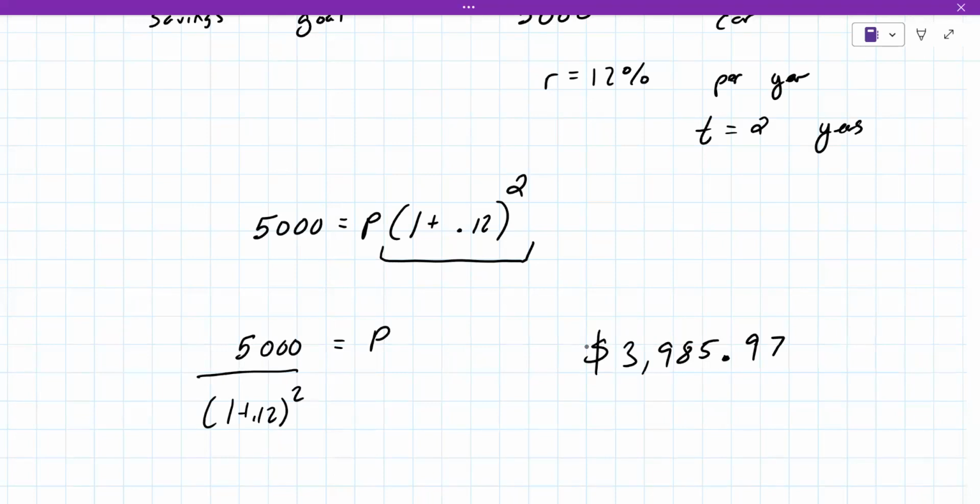So the good news here is that you don't have to save the entire amount. If you had this much right now in your pocket and you could get 12% interest, you would have $5,000 down the road.